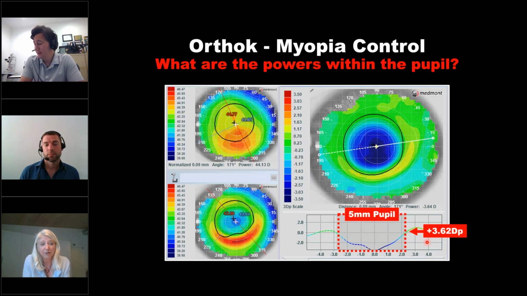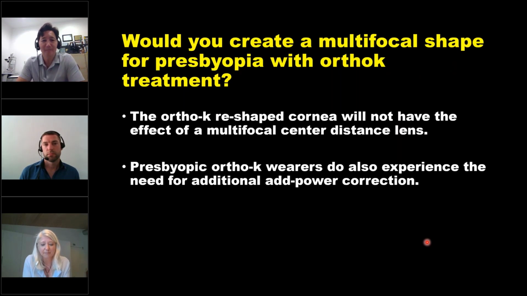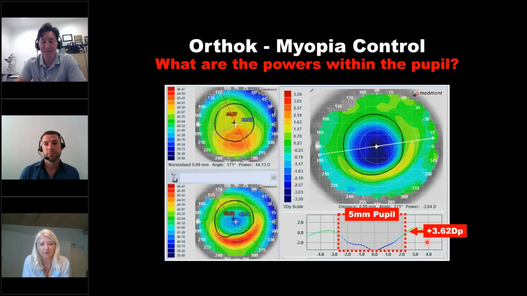It is a very logical and good question, because what we see, like you just showed on the other slide, is that the power distribution pushes a lot of plus into the periphery of the pupil. We would think that this would work the same way as a center distance multifocal lens. But it is my experience that it doesn't.